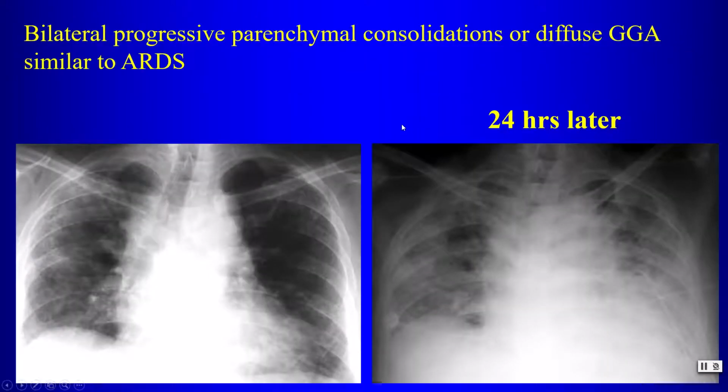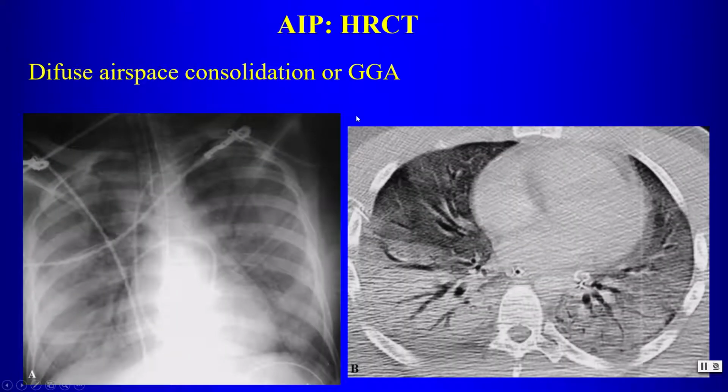So we will have then on radiology progressive parenchymal consolidations or diffuse ground glass opacity similar to ARDS. You can see the rapid progression of disease here. And then on CT, we can have consolidations that are more extensive in the dependent portions of the lung, because a lot of this represents atelectasis because of these stiff lungs. So there is this gravitational dependence of the opacities, and you can have ground glass opacities elsewhere also.